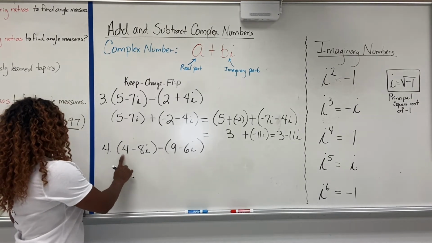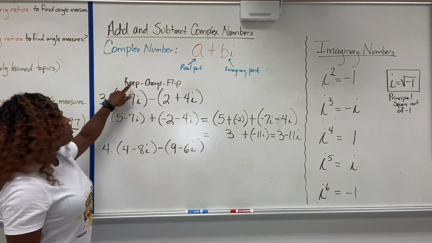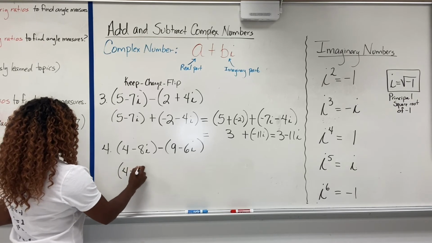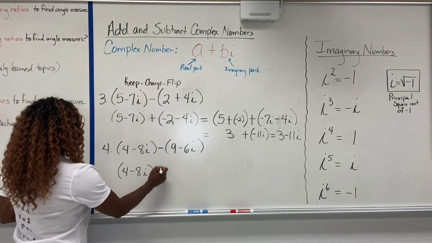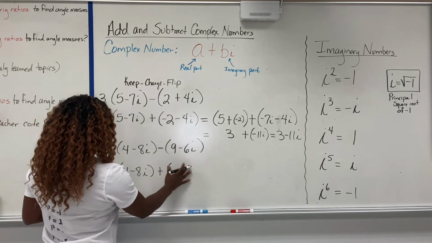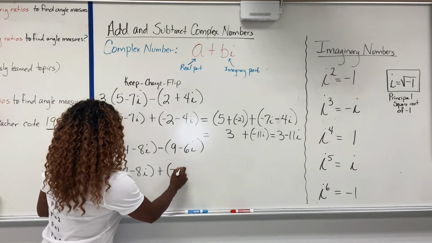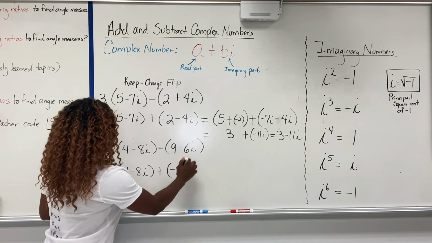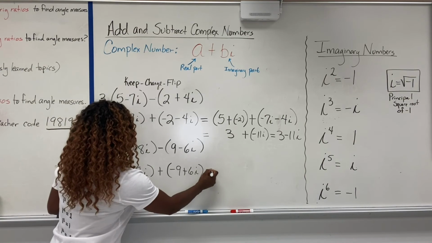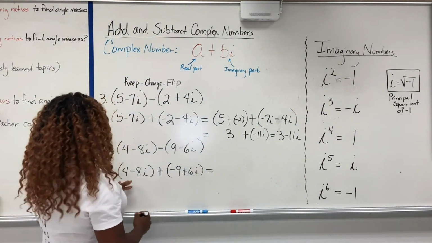For this complex number minus that one, let's keep that mnemonic device going. Keep, change, flip. I keep the first one as it is, that's 4 minus 8i, and I change from subtraction to addition. The flip part is to change the sign. So if this is a positive 9, I'll make it a negative 9, all right? When this is a negative 6i, let's change it to a positive 6i. And now we will group the like terms together. We'll put the real parts together and the imaginary parts together.